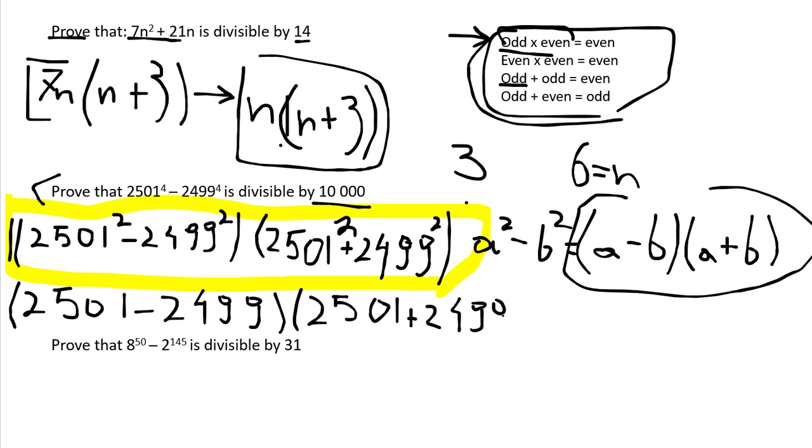And now we can calculate it. The first expression can be calculated. You will get 2501 minus 2499 equals 2. So we've got 2 times, how much is 2501 plus 2499? 5000. So we have 2 times 5000, which is equal to 10,000. And that's already our factor. 10,000.